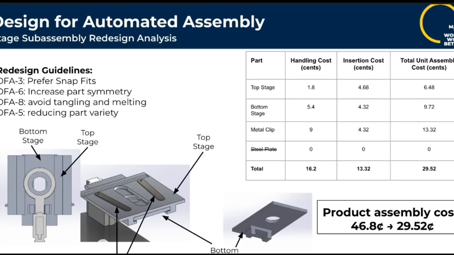We used guidelines DFA 3, 6, 8, and 5 to redesign the stage subassembly. After redesign, the handling cost was 16.2 cents, the insertion cost was 13.32 cents, and the total unit assembly cost was 29.52 cents, which is less than the original cost of 46.8 cents, which saves about 17 cents for assembly cost.